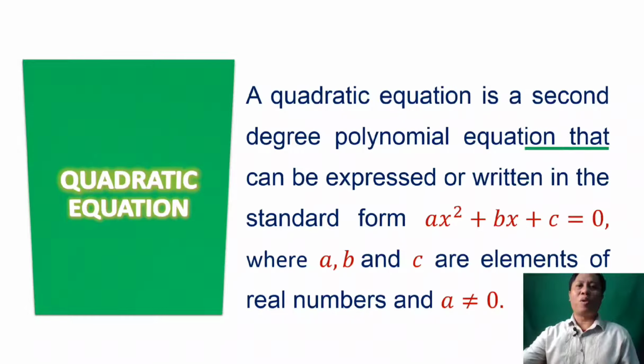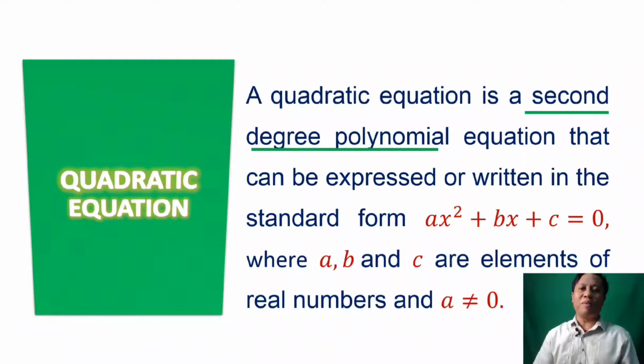When we talk about a quadratic equation, it is a second-degree polynomial, meaning the highest exponent of the variable involved is 2. The standard form should be ax squared plus bx plus c equals 0. So all quadratic equations can be written in this form, and your a should not be equal to 0.